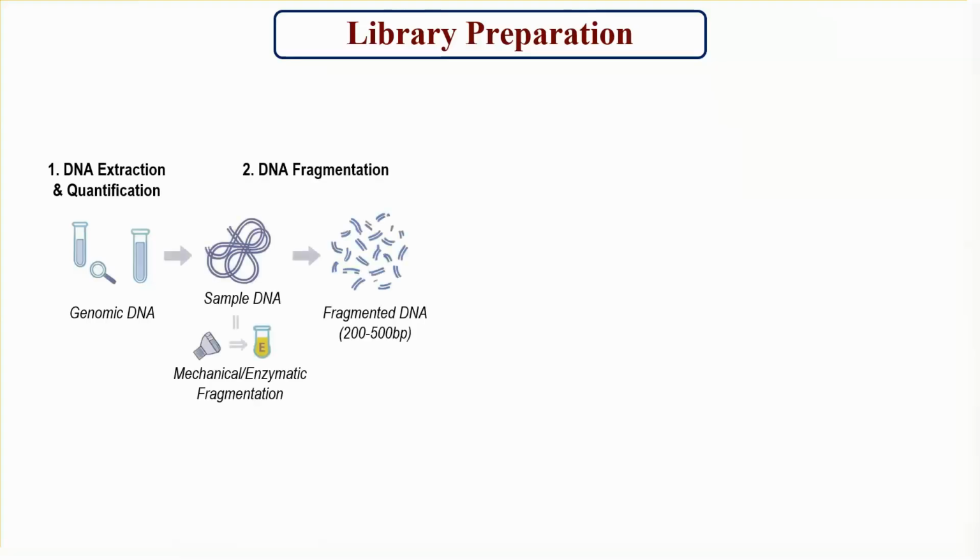Next, DNA fragmentation. The extracted DNA is fragmented into smaller pieces, typically ranging from 200 to 500 base pairs. This fragmentation can be done using mechanical or physical methods like sonication or enzymatic methods using specific enzymes. After fragmentation, the DNA ends are processed. This step is called end repair. During end repair, overhangs are removed and blunt ends are generated. Then a single A base, that is adenine, is added to the 3' ends of the DNA fragments. This step is called A-tailing and it helps in the efficient ligation of the adapters.